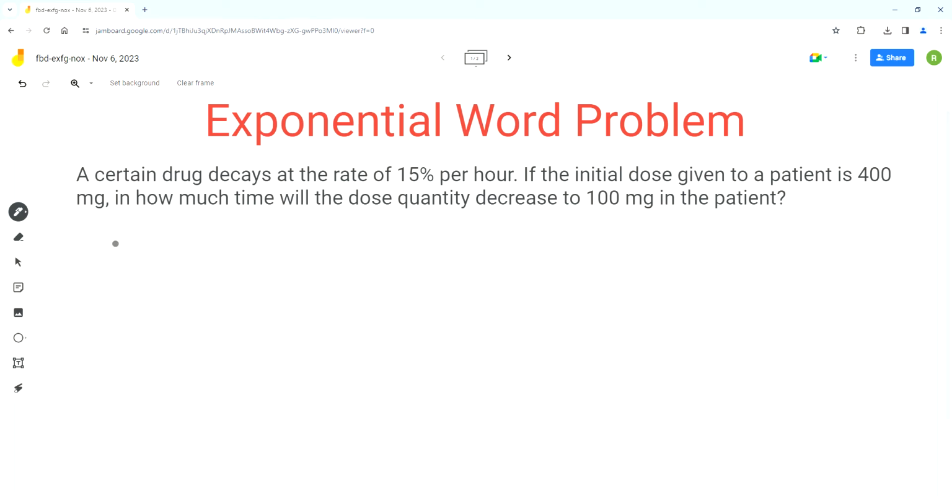The general equation of an exponential model is y equals a times b to the power x. Now y represents the final amount or the final number, a represents the initial amount or the initial number, b represents the decay factor. So b can also be growth factor if it's a case of growth, but since it's a case of decay, b represents the decay factor.